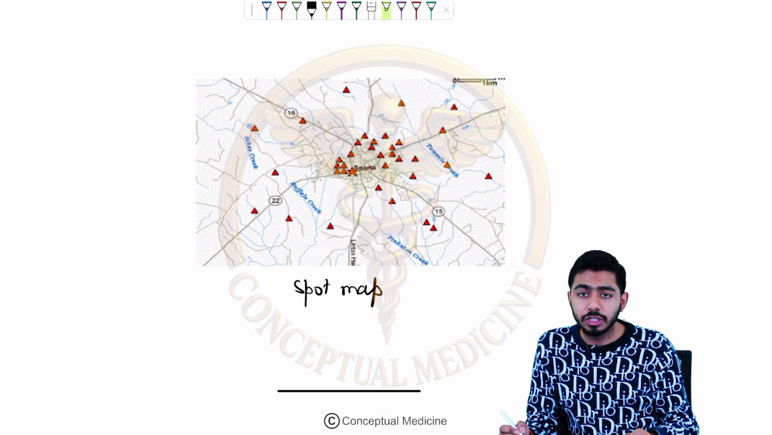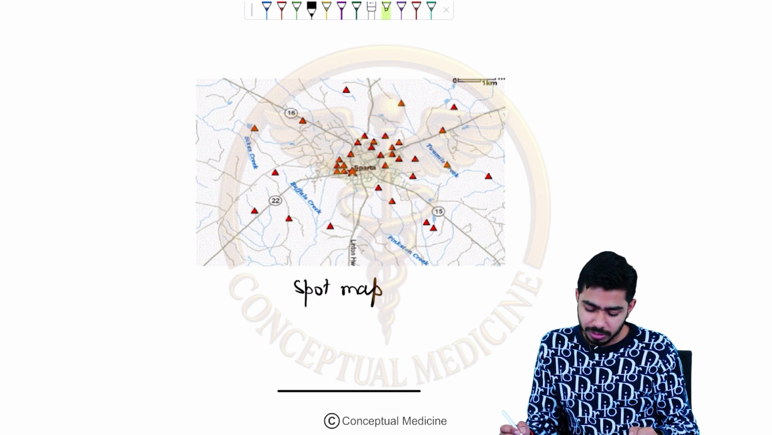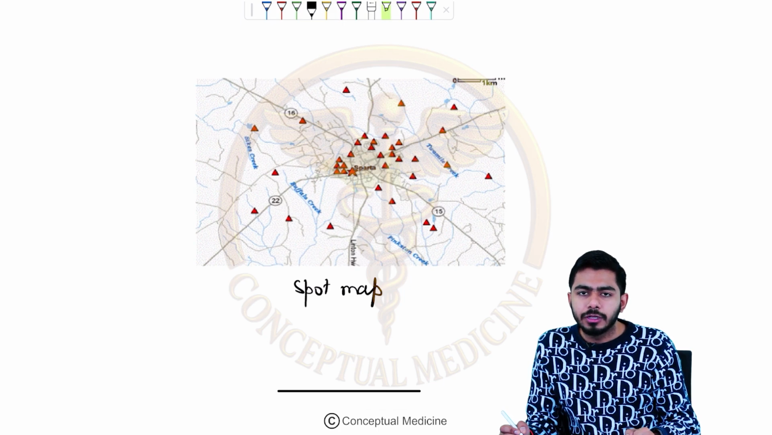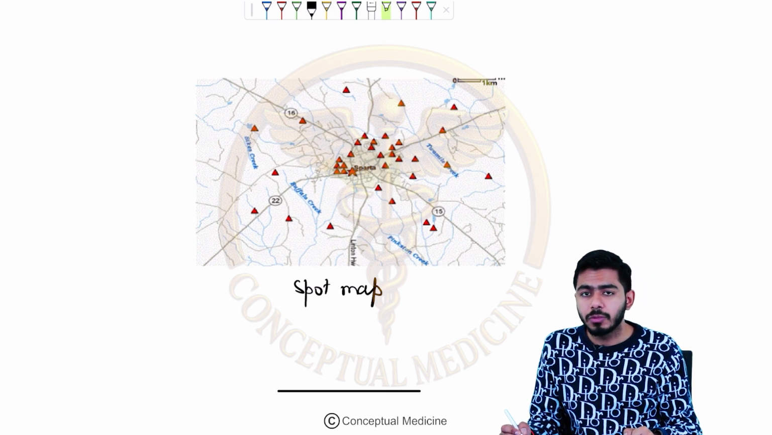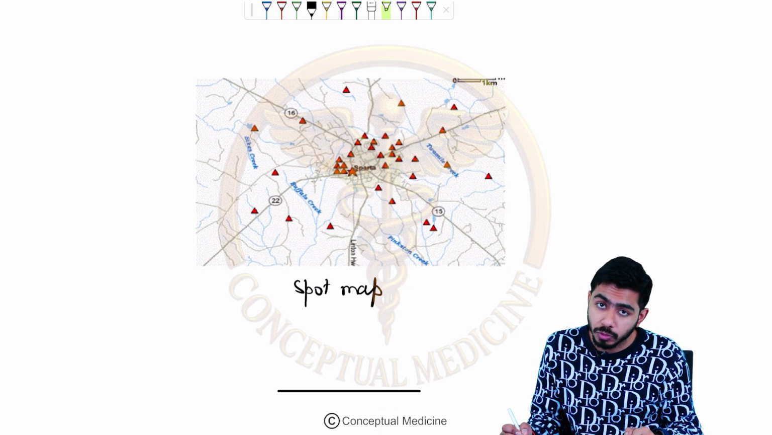This picture might be the spotter in your MCQ exam, so that can be asked over here. This is a spot map, okay. It will be representing the qualitative data. Second thing is, what data scales am I talking about? Nominal and ordinal, because I'm talking about the qualitative data.